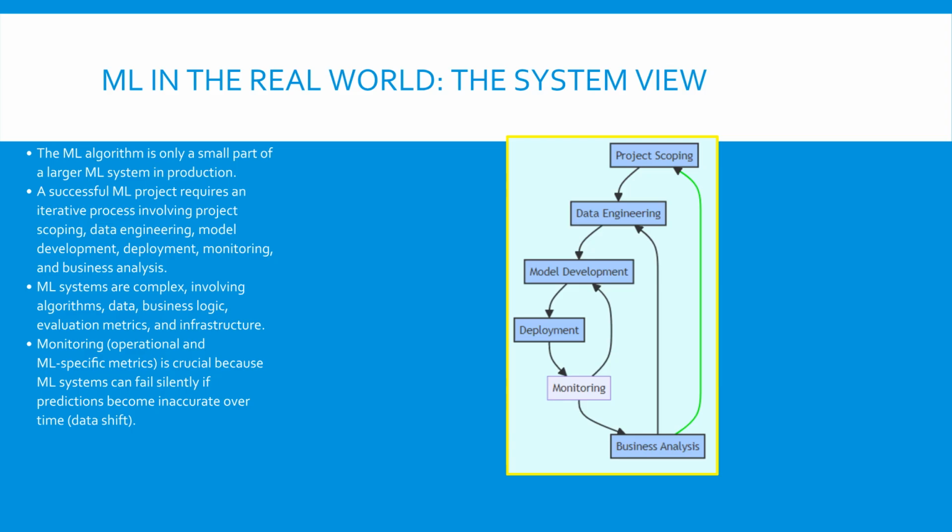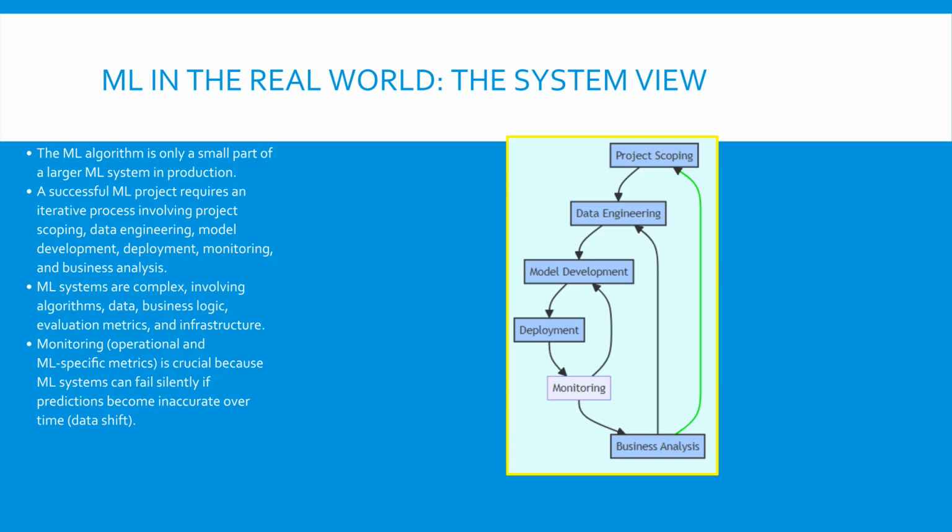Monitoring is essential because ML systems, unlike traditional software, can fail silently. They might still run, but their predictions might be garbage due to shifting data distributions. Therefore, focusing solely on complex algorithms without considering the entire iterative system, including data quality and monitoring, is a common path to project failure. What we have learned is that production ML requires a holistic system view, emphasizing iterative development and continuous monitoring.